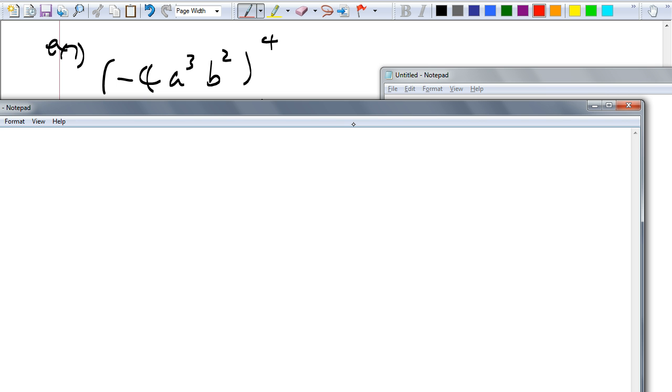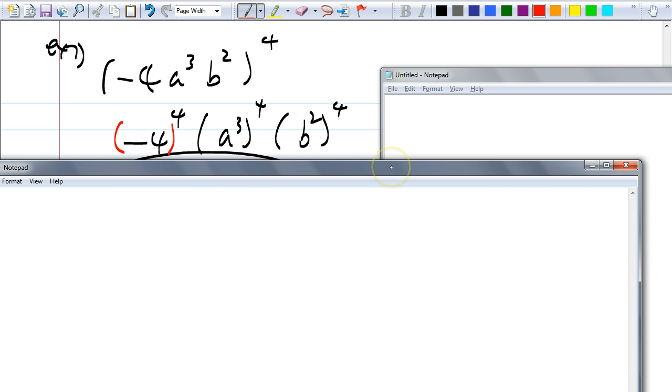-4, a to the third, b to the second, the whole thing to the fourth power. How many factors do you see in here? 3 factors. Okay, go ahead, everybody try. Okay, how many people did this first? (-4) to the fourth, a to the third to the fourth, and b to the second to the fourth. How many people did this? Michael, what do I get? Next. Positive or negative for the first number? Positive. Did you all get positive?